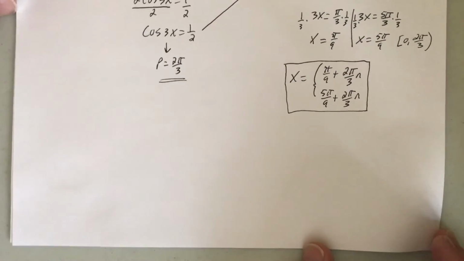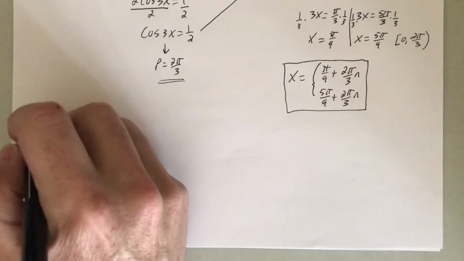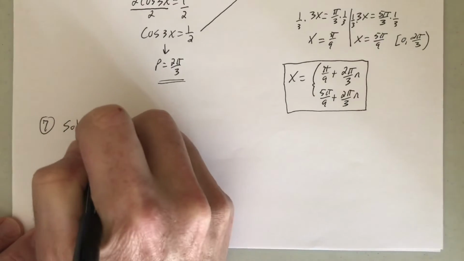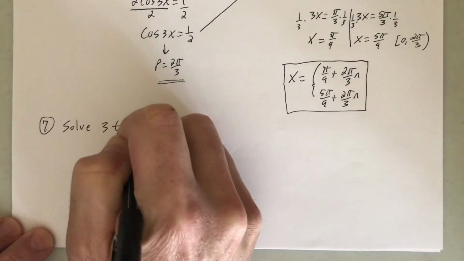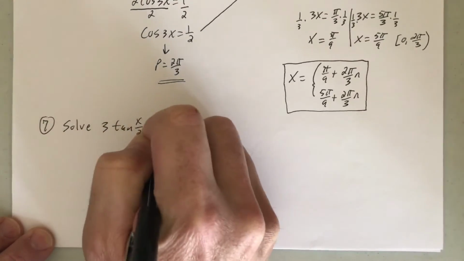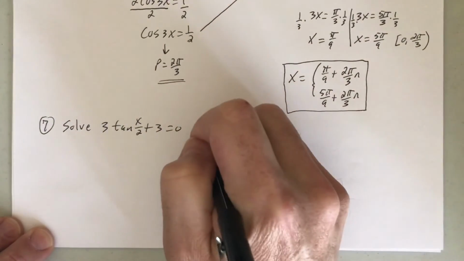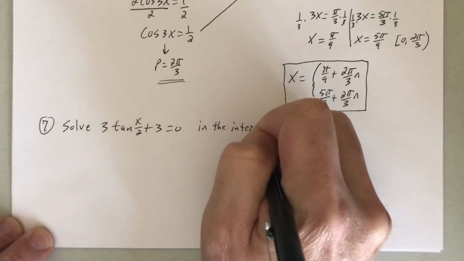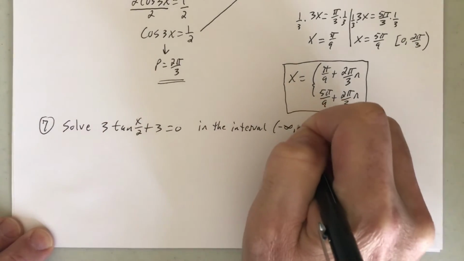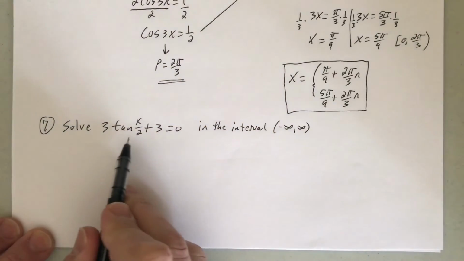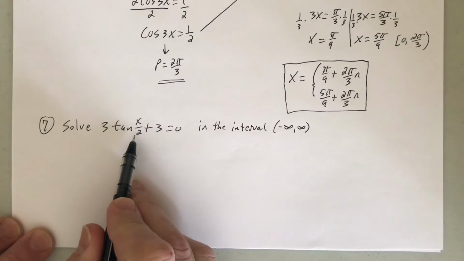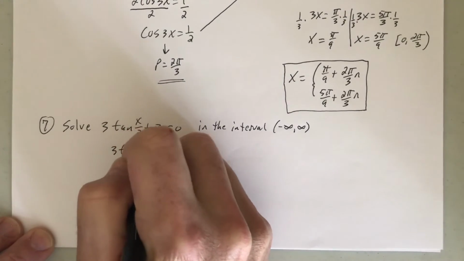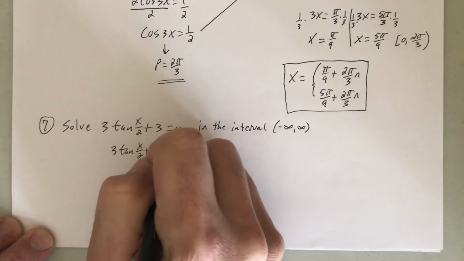All right, so now we're going to look at number 7, and we're going to solve 3 tan x over 2 plus 3 is equal to 0. I'm going to do the same thing in the interval from negative infinity to infinity. So again, you can tell that the period is going to change just like number 6. So we take this, 3 tan x over 2 plus 3 is equal to 0.